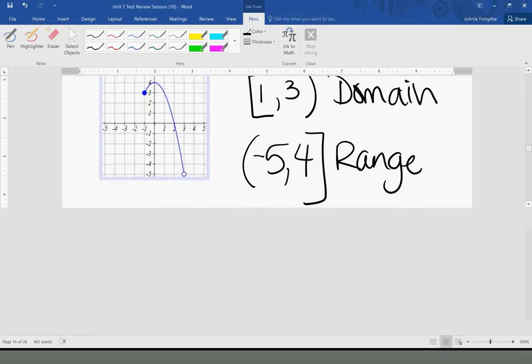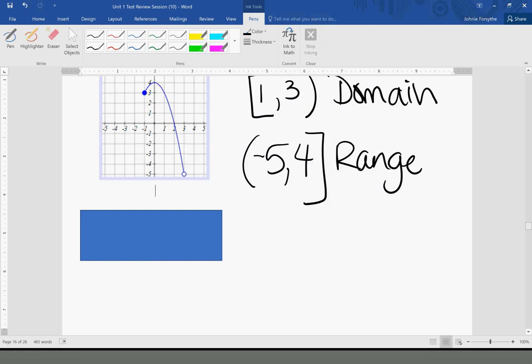Okay, my battery's about to die here. Let me plug this in. That would be a disaster. Oh, let's see. Okay.